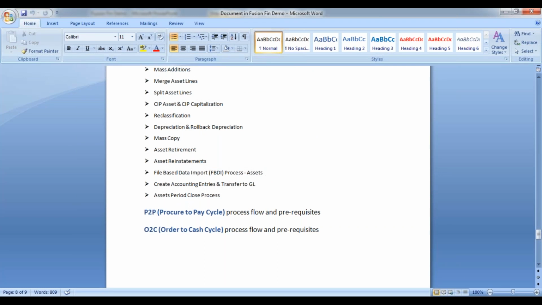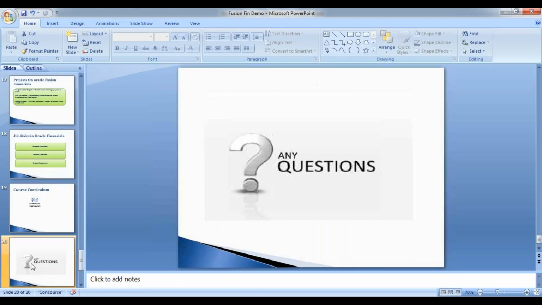With this, we come to the end of the demo session, and I hope you have understood what Oracle Fusion Financials is, what cloud is, and how it benefits you. Believe me, right now Oracle has emerged as a leader in cloud space, alongside Amazon Web Services, etc. And in terms of ERP also, Oracle has a very good presence and is one of the leaders in the ERP space as well.